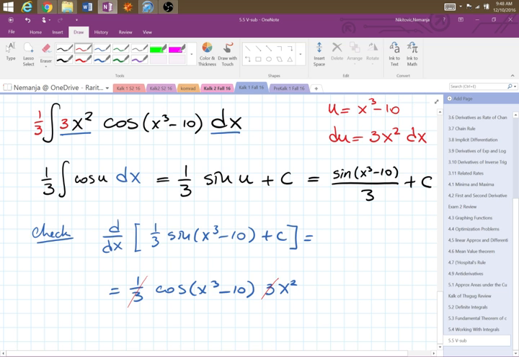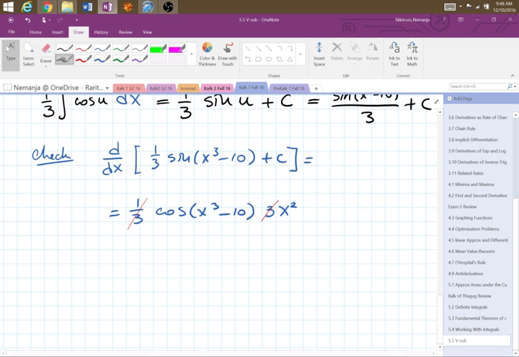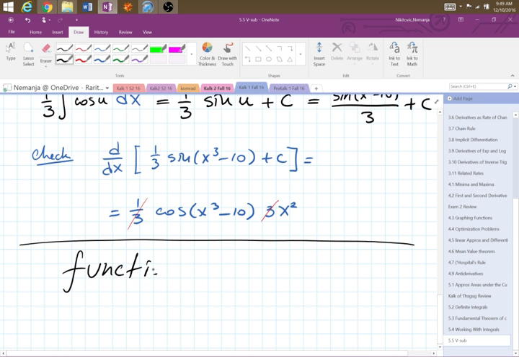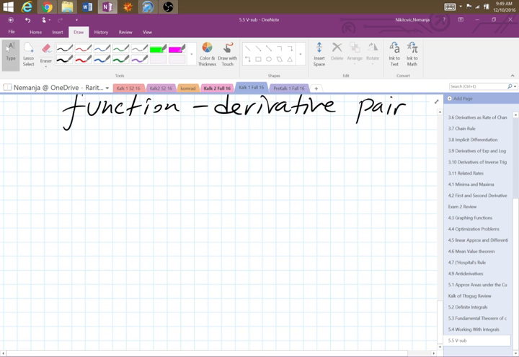So this method works, and this is the time when I'm going to stress this part for those of you who are still struggling. This method works when you have something that I like to call a function derivative pair. So what do I mean by the function derivative pair?